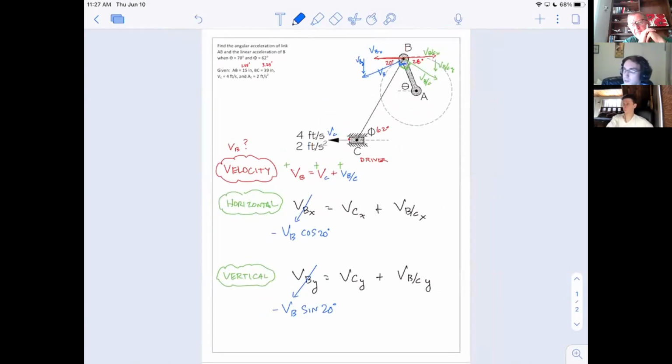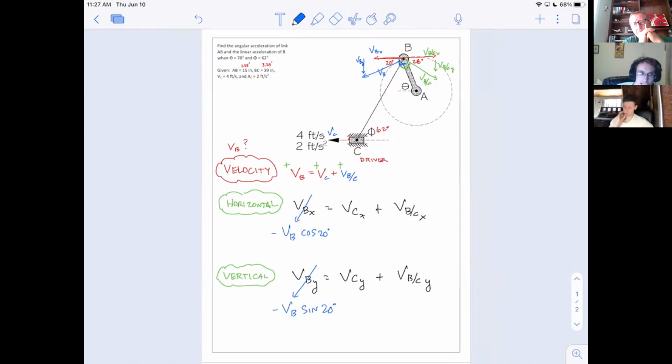I no longer have 2 equations and 6 unknowns. I have 2 equations and 5 unknowns, because I rewrote those 2 separate values as functions of velocity of B, because that's all I ever wanted to know anyway. I didn't want to know the velocity of Bx and By. So that's what I'm going to try to do.